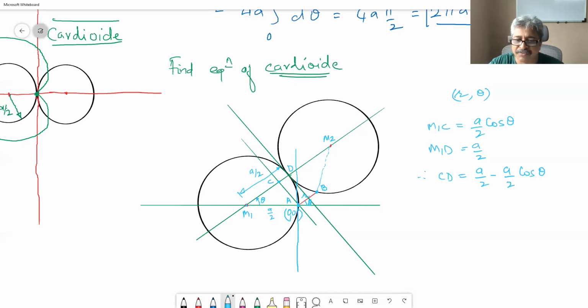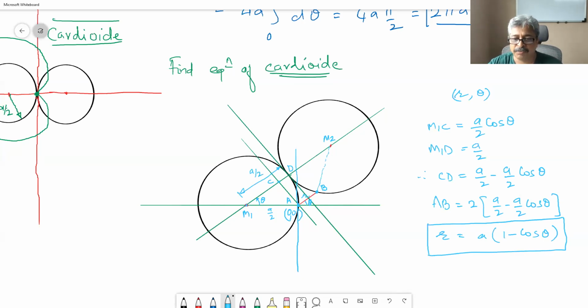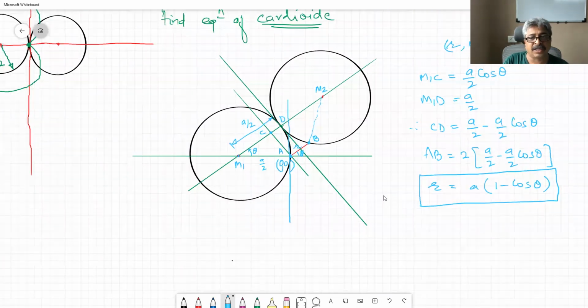And the distance CD is half of the distance AB. Therefore AB is equal to 2 times a by 2 minus a by 2 cos theta, which is a times, inside the bracket, 1 minus cos theta. This is R. So this is going to be the equation of the cardioid. How far the point is from the origin, R, depends on how many degrees the line joining the centers has moved. That is our starting point now, but it is in R theta form.